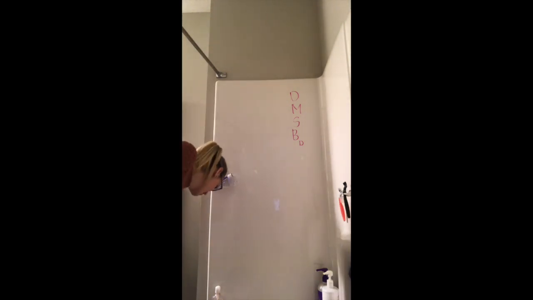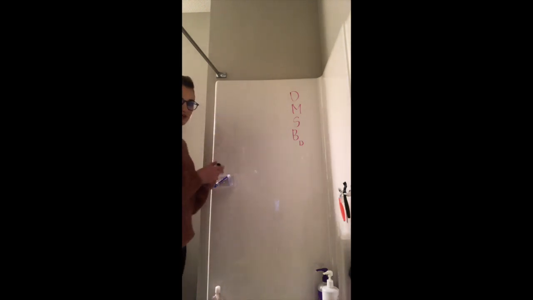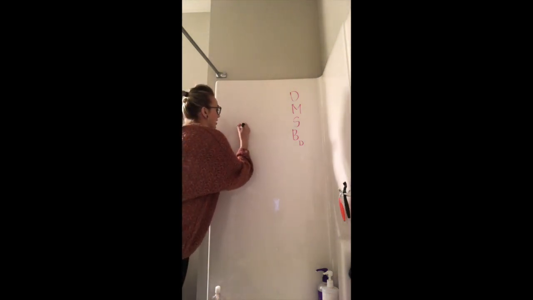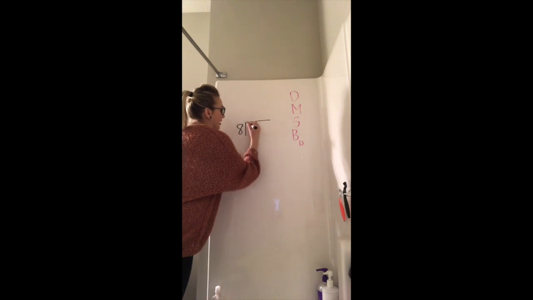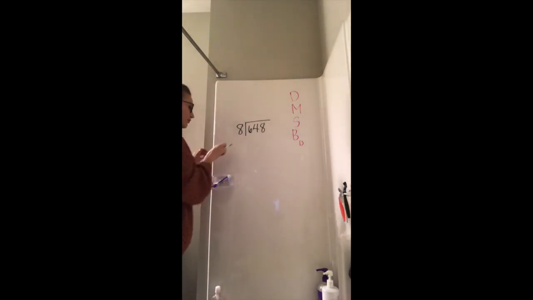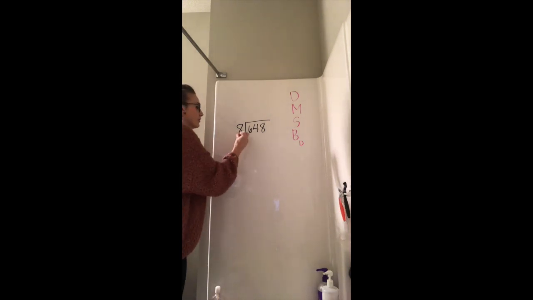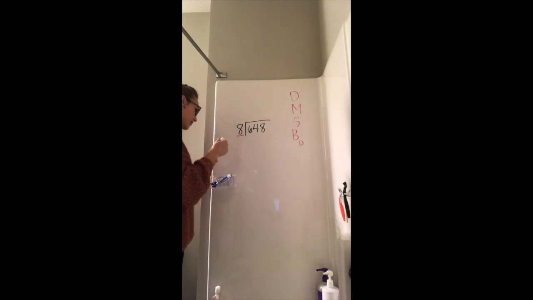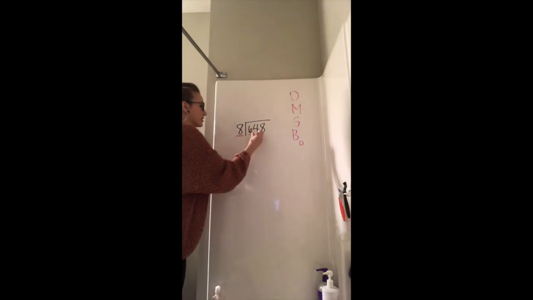Okay, let's continue. We've got 2 problems left, and then I think you guys can try to do the last 5 on your own. So, our next problem is 648 divided by 8. If we're looking at our 8, and then we look at our 6, we know 6 is too small, so we have to look at it as a pair. We have to look at 64.